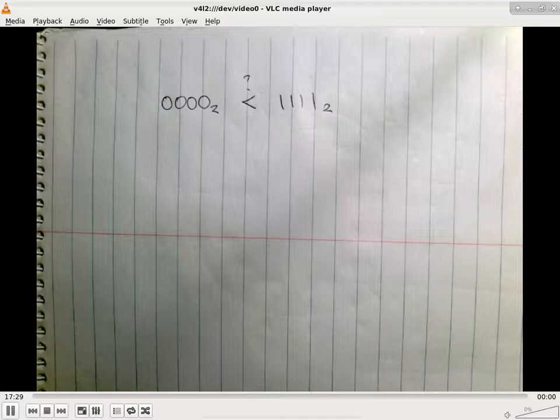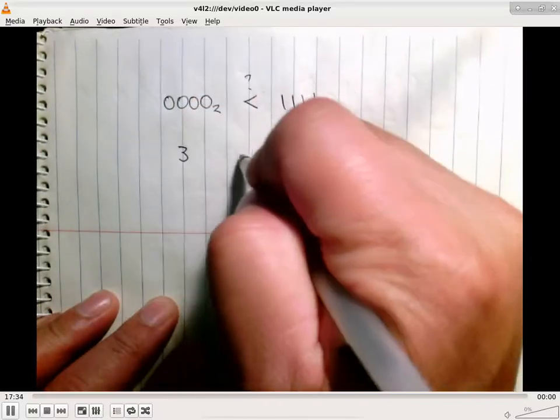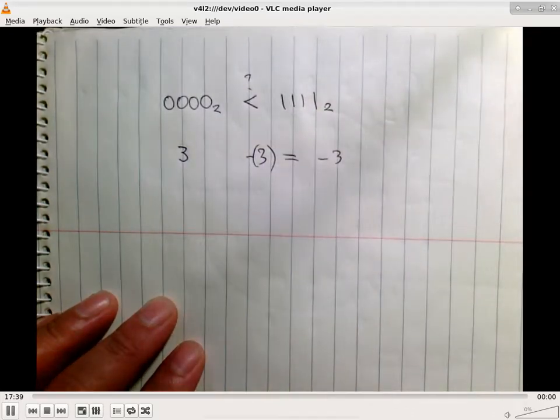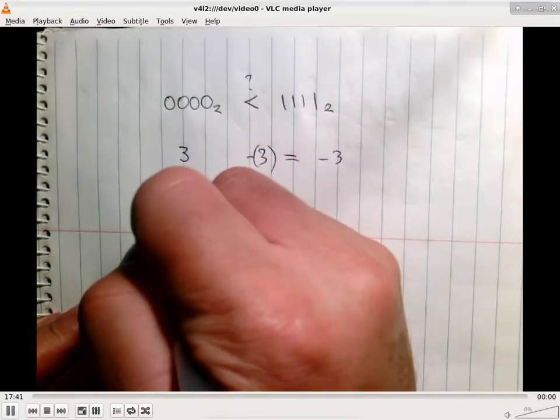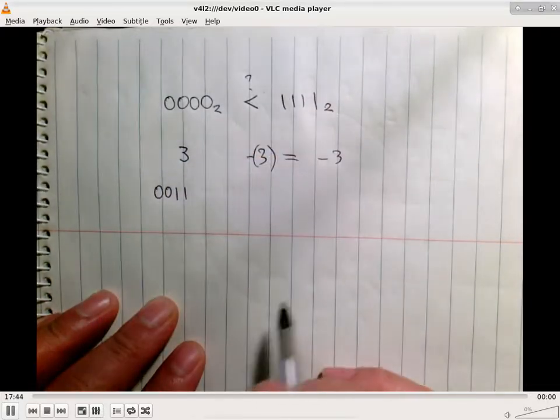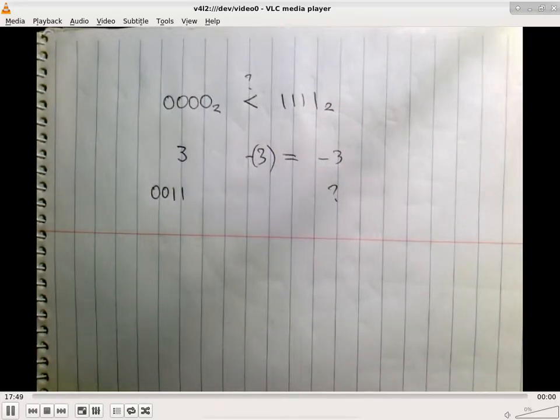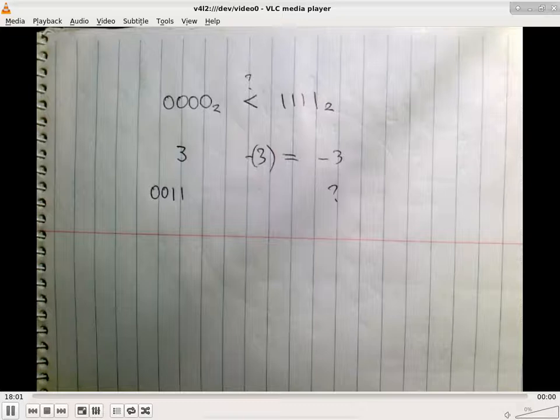Okay, I'll give you a solid, concrete example. Let's say you give me 3. The negation of 3 is -3, right? So now I know 3 has a representation of 0011. So now the question is, what is the representation of -3? How do I calculate the binary representation of the arithmetic negation of 3? That's my question. So this is the question that I'm going to answer for the entire lecture today. Is that okay?